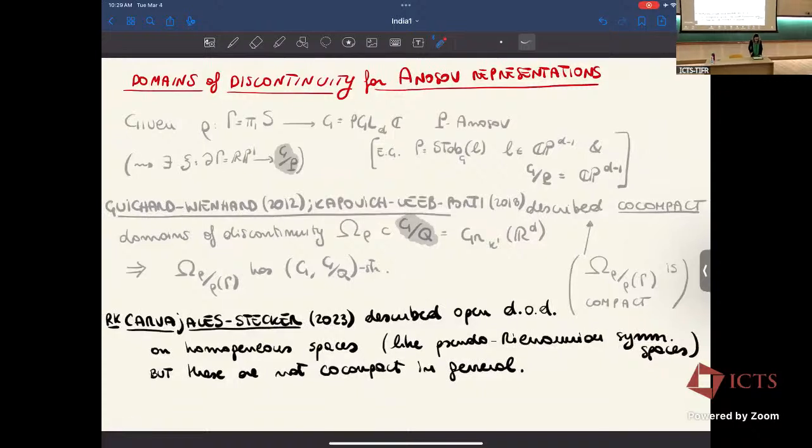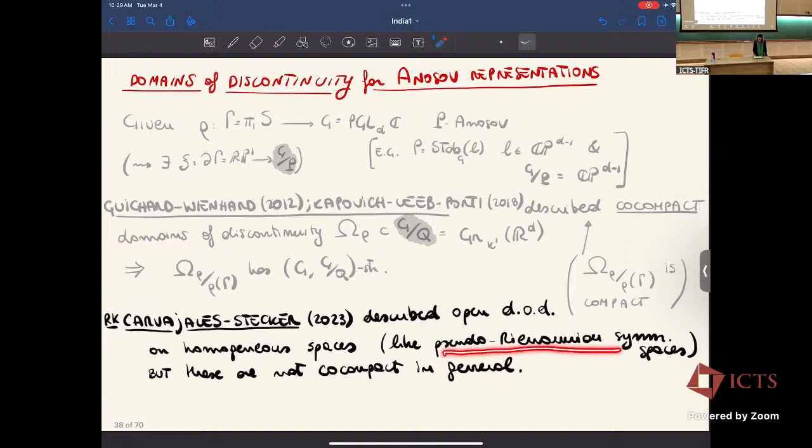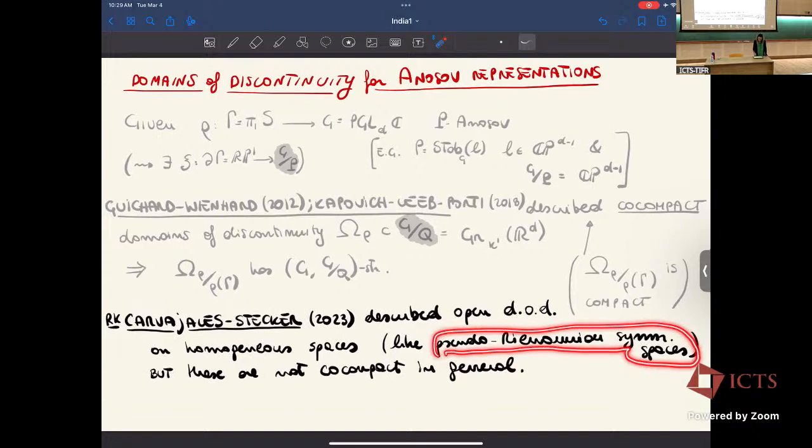And there is a nice work of Léo Carvajales and Florian Stecker that I will not address today. What they do is generalize the previous work, and they define this domain of discontinuity on more general homogeneous spaces like pseudo-Riemannian symmetric spaces. They were inspired really by the domain of discontinuity discussion, the Mess theory, in PSL2R cross PSL2R. But those spaces are in general not co-compact. And as I was saying, for our theory, the co-compactness is really crucial.